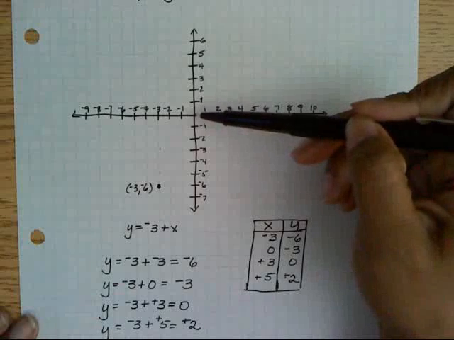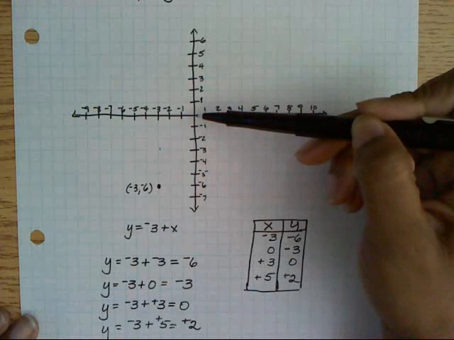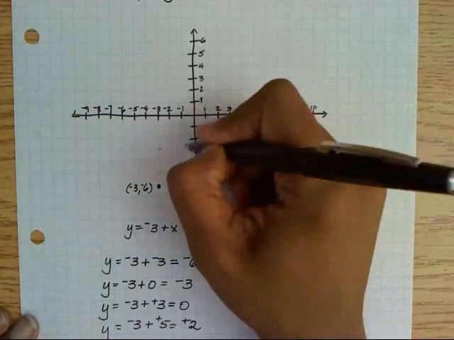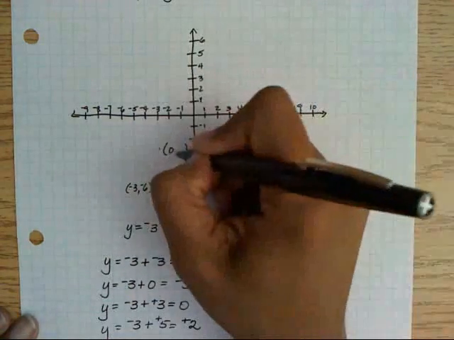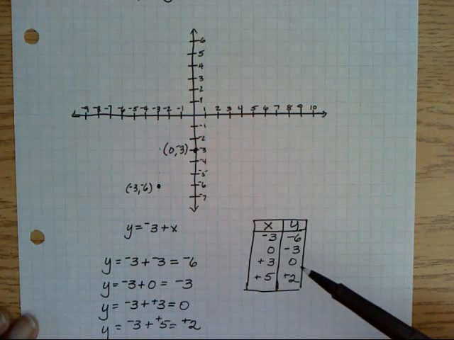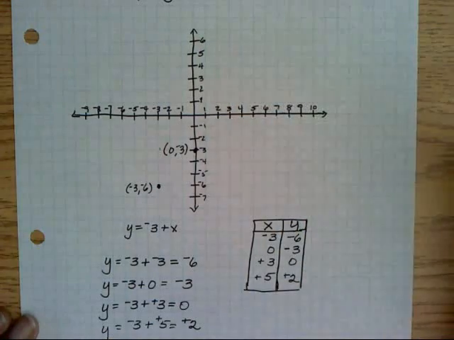Negative 3 plus positive 5. Great. Positive 2. Does anybody need to see me work this one? We all remember how to do our integers? Okay. So when x equals positive 5, y equals positive 2.